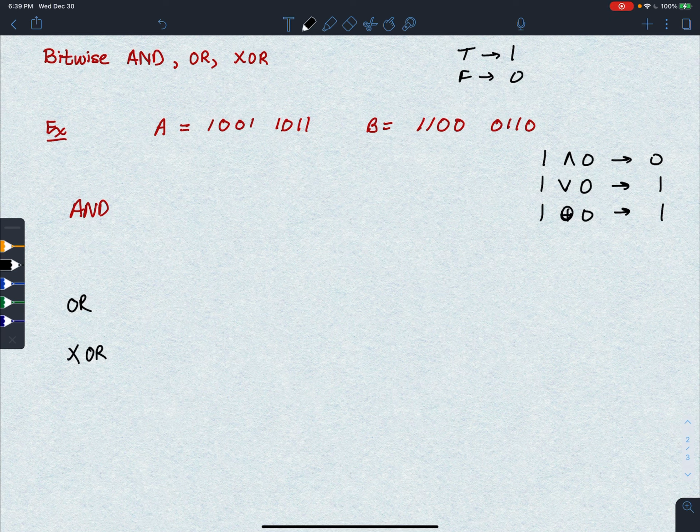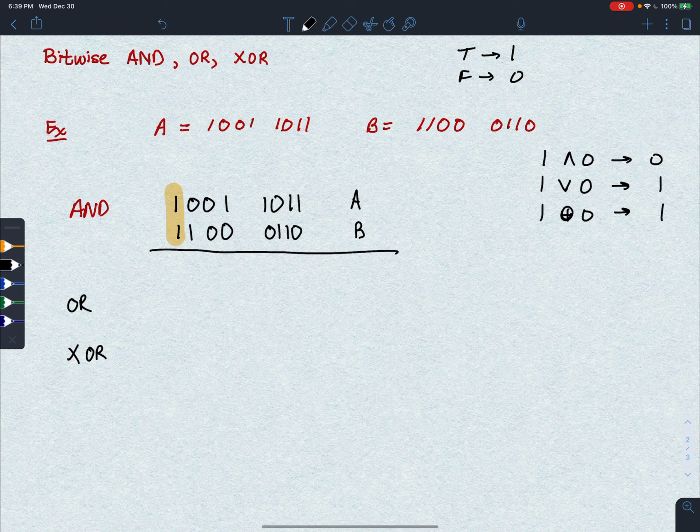So I'm going to write out the bit strings here. So this is A, and this is 1, 1, 0, 0, 0, 1, 1, 0. I'm writing them this way so that we can easily compare. So I'm going to start here comparing that bit to that bit. So for the AND, I'm going to draw the line here. So I have 1 and 1, which is 1.